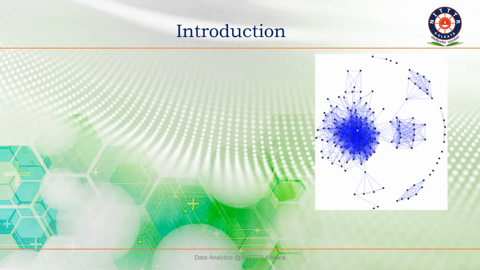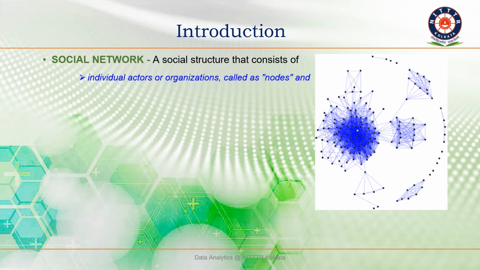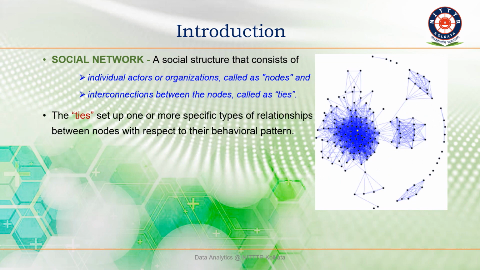You can see in the slide a social network, which consists of a set of vertices, and the vertices are connected by a set of lines. Therefore, we can address a social network basically as a social structure that consists of nodes representing individual actors or organizations, and ties, which are basically interconnections between the nodes. The ties set up one or more specific types of relationships between nodes with respect to their behavioral pattern.